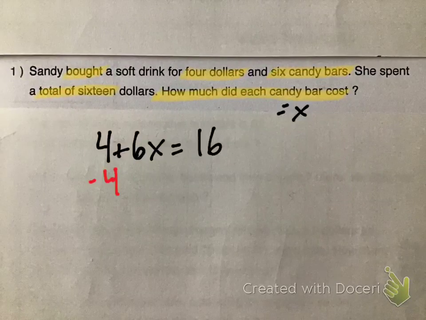6 candy bars divided by 2. So I have to do something else. What do I do, Rafi? Oh, that's 6 times 2. Not yet. I'm still missing something. Not 6 times 2. What do I have to do, Gloria? 16 minus 4. I have to do the same to both sides, everybody. I have to do the same to both sides.